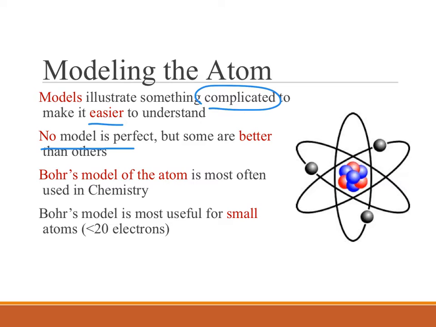It is not this picture over here on the right. Bohr's model is most useful for small atoms, though. It's used for atoms that have an atomic number less than 20, so from hydrogen to calcium, is where it becomes most useful.